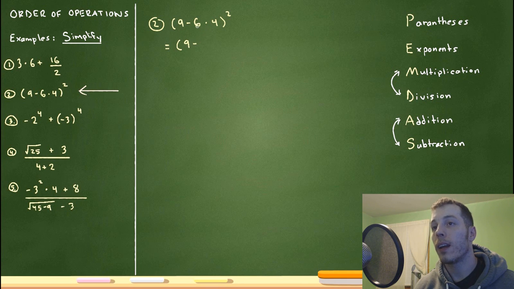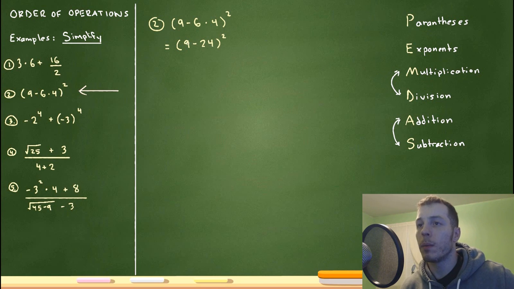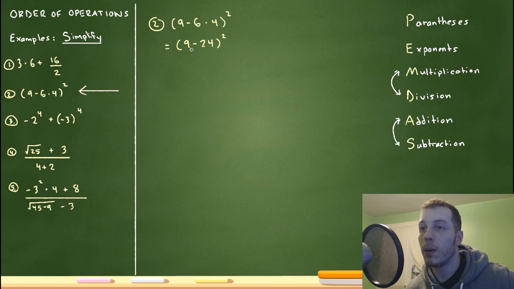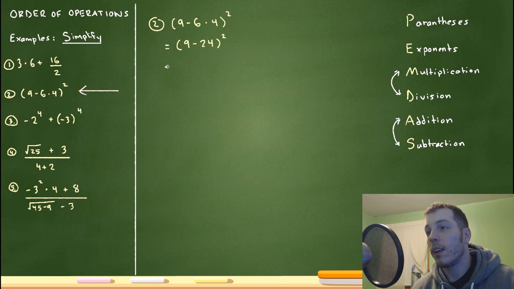We have 9 minus, now 6 times 4 is 24. And this is all still being squared. Okay, is there any other multiplication or division within this set of parentheses? And no, there's not. So next up, is there addition or subtraction? And yeah, there's subtraction. We have 9 minus 24. That's going to equal negative 15, right?